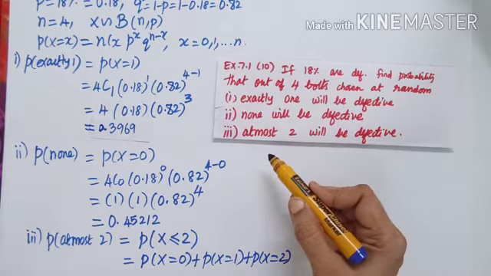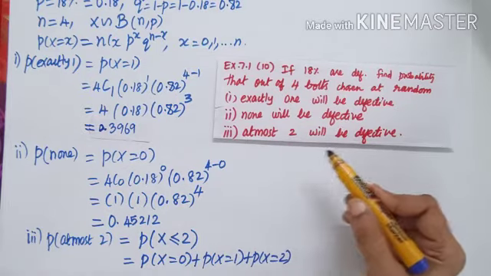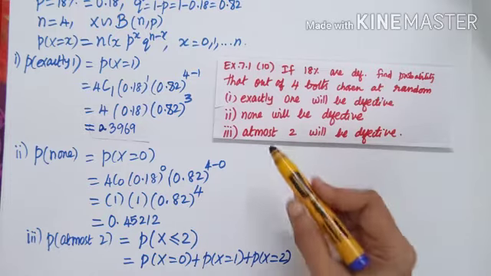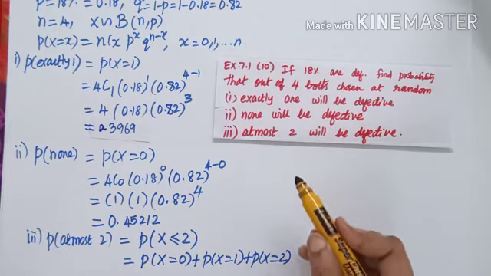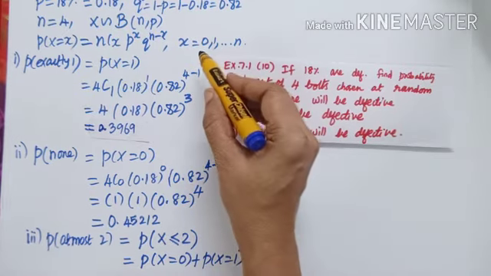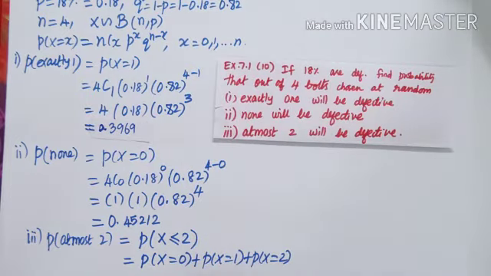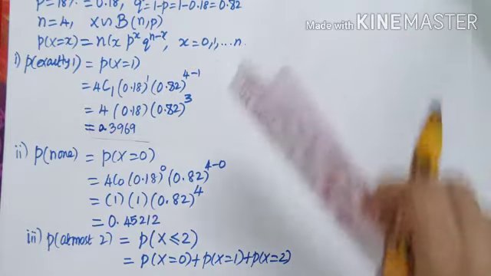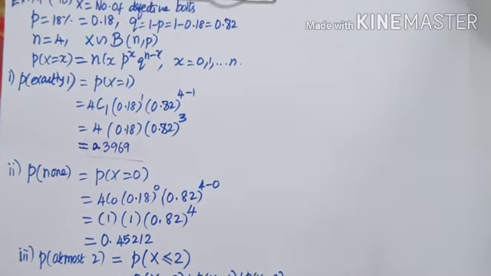So the question tells me at most 2 will be defective. At most 2 tells me 2 or below. That is X less than or equal to 2. Which are the numbers less than or equal to 2? X starts from 0 onwards. So 0, 1, 2. Substitute in the formula 0, 1, 2. Add the probabilities.